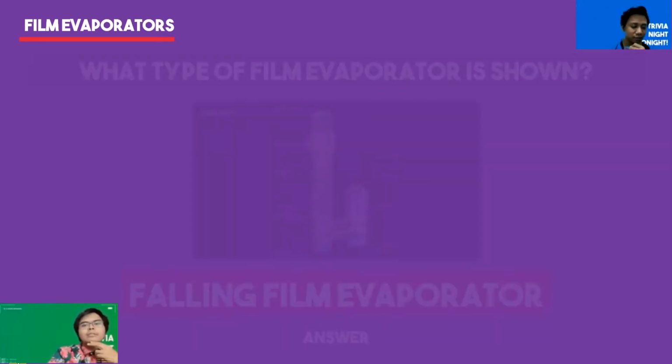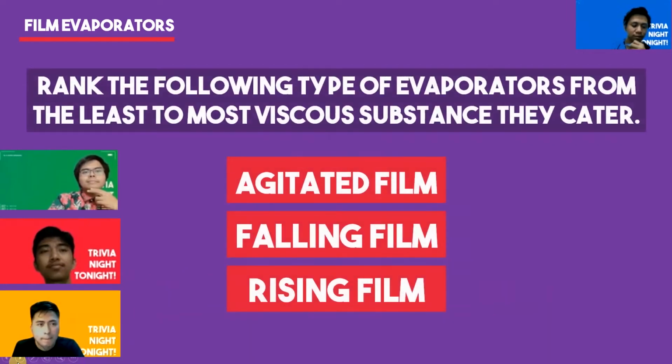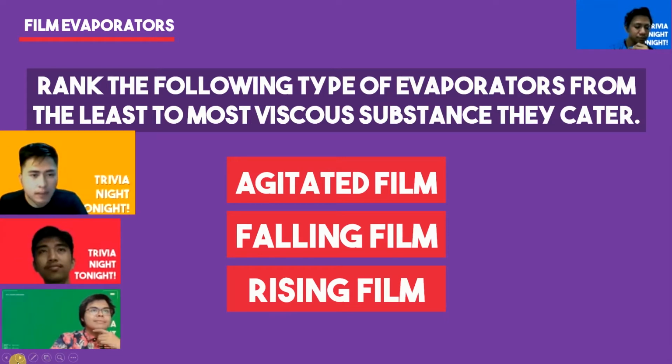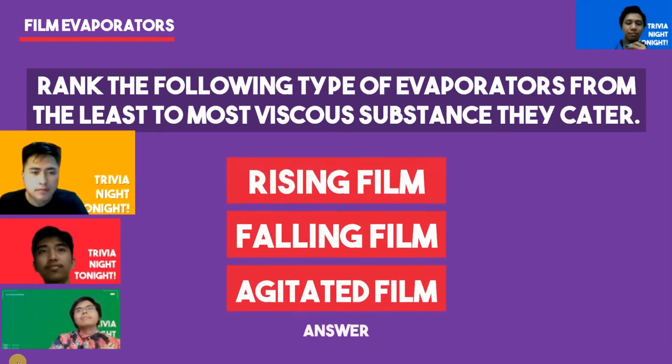That's right. For the next question, rank the following types of evaporators from the least to most viscous substance they cater. Yes, Harvey. I think it's rising film, then falling film, then agitated film. The correct answer is rising film, falling film, and agitated film.